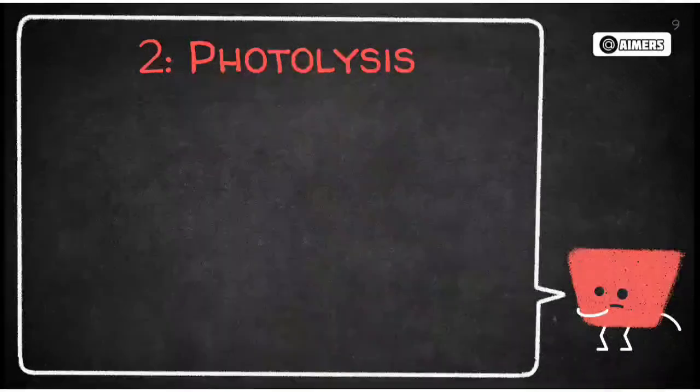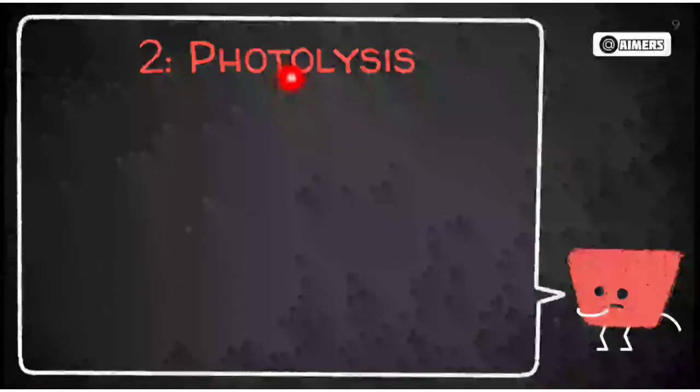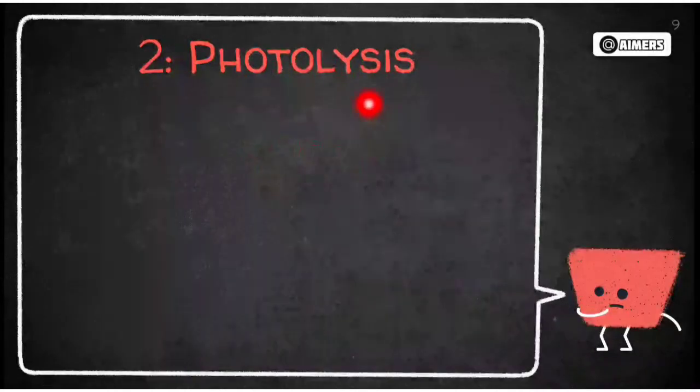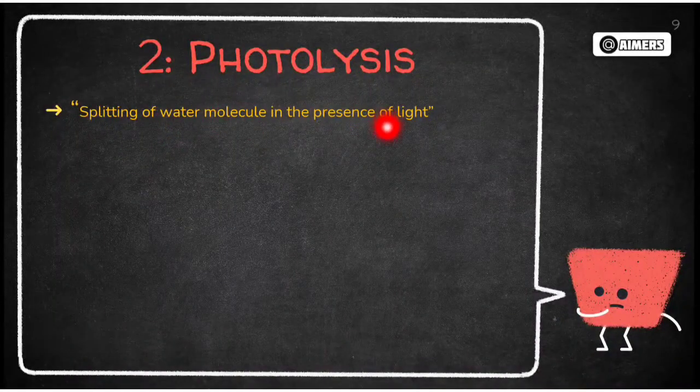Got it? Now what is the second step? The second step is photolysis. Now wherever the word is lysis, it means breakdown. Okay? Lation means addition and lysis means breakdown. Photo means in the presence of light. So it is the breakdown of something in the presence of light, and that something is water molecule. So splitting of water molecule in the presence of light is called photolysis.